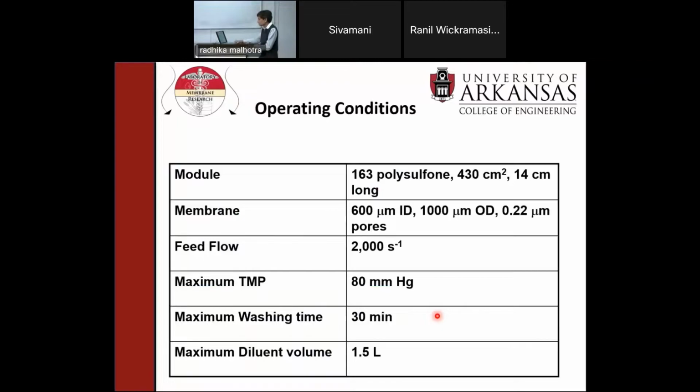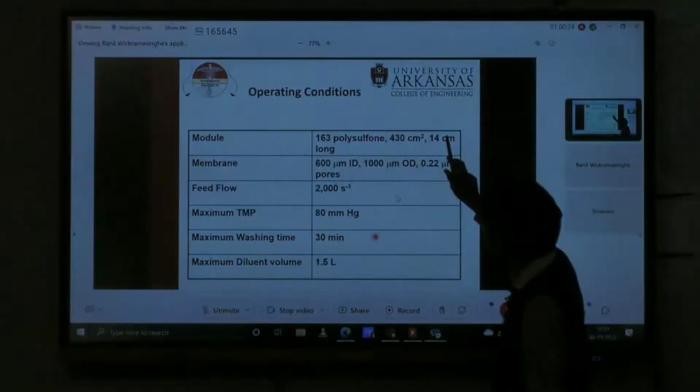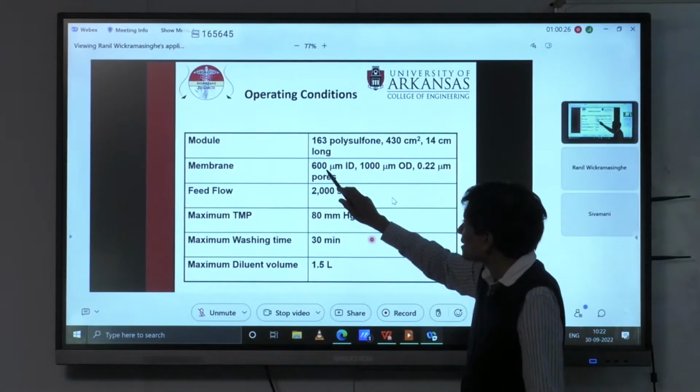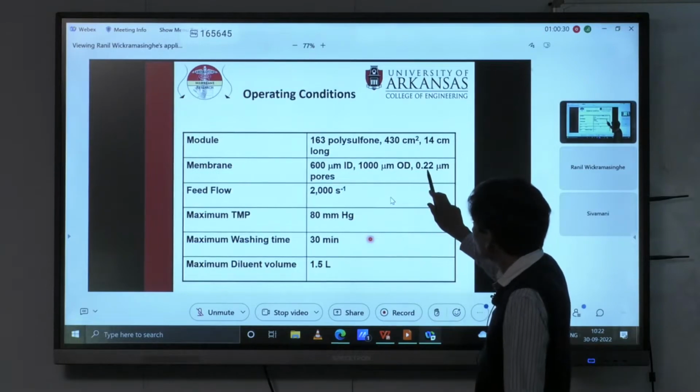This I did many years ago when I was working in industry. So I thought it would be interesting to give you an actual real problem. We made hollow fibers with 163 polysulfone fibers, 430 centimeters squared membrane surface area, 14 centimeters in length. The inside diameter was 600 micron, outside diameter 1000, 0.22 micron pores.